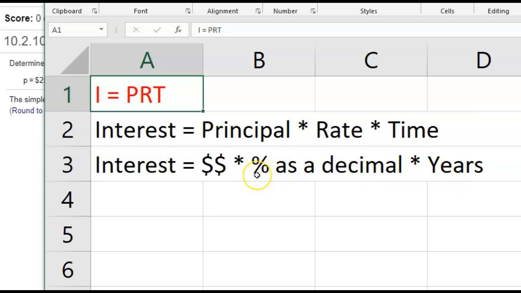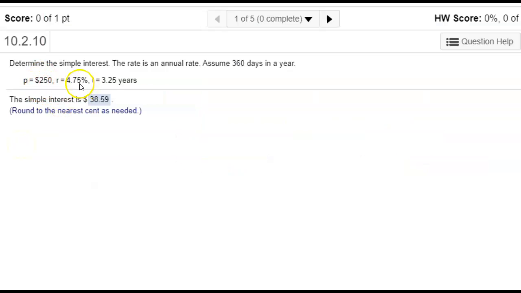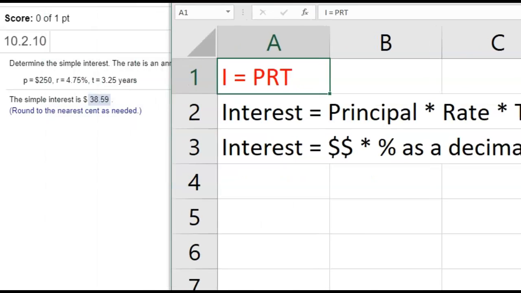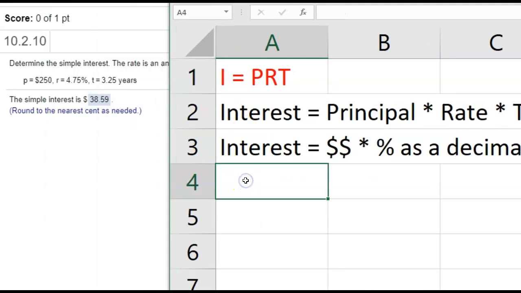And that's because it needs to line up with your interest rate, which is typically given how much interest you earn a year. So our time needs to be in years as well. So our money times our decimal interest rate times the number of years. So let's just type out what we have here: 250, 4.75, and 3.25. There we go. So our interest is going to be equal to our principal times our interest rate.